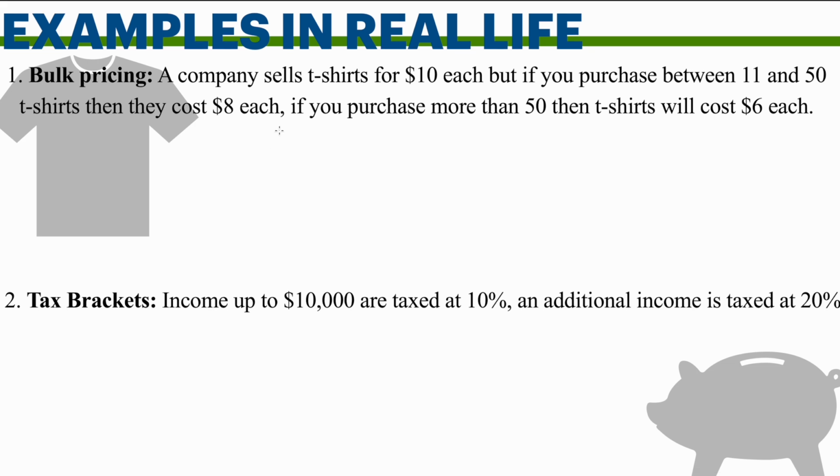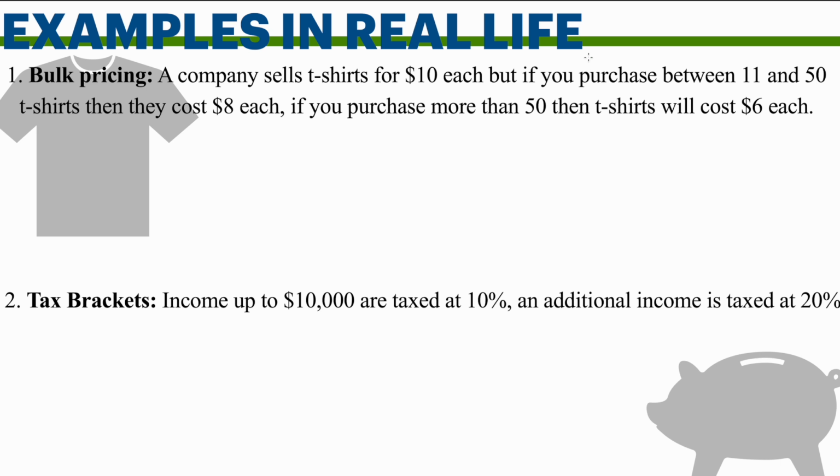in real life, you have a lot of piecewise functions that you don't realize you actually will be using. For example, in bulk pricing, a company sells t-shirts for $10, but if you purchase between 11 and 50, they only cost $8, and if you purchase more than 50, they only cost $6. That's technically a piecewise. Based off of the domain being how many shirts, the price that you'll have to pay is going to change.